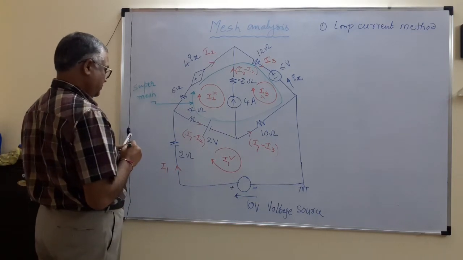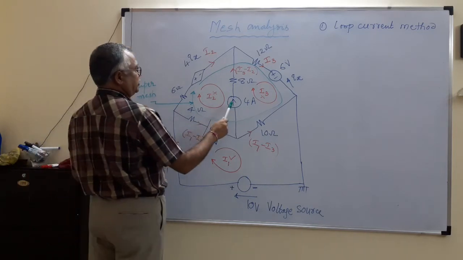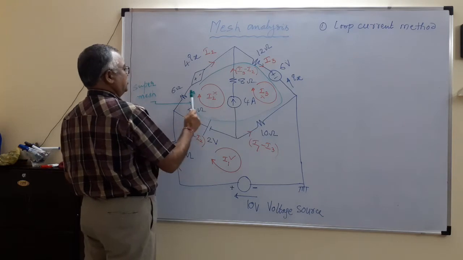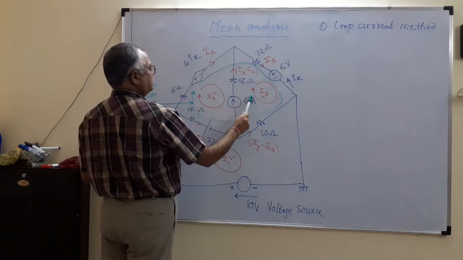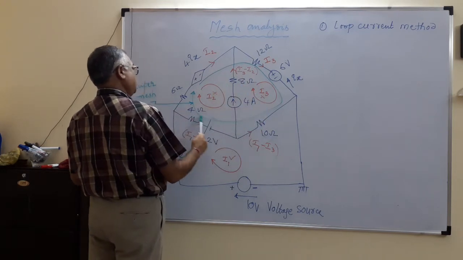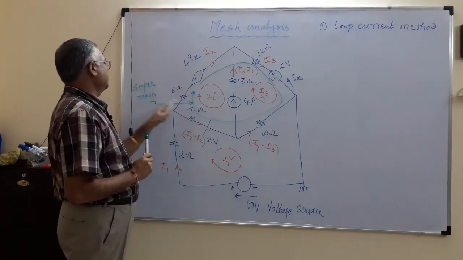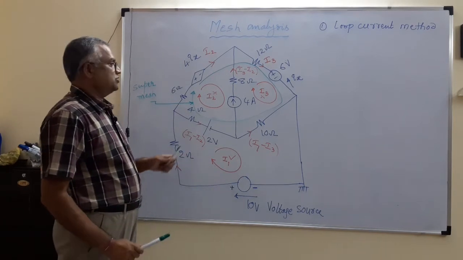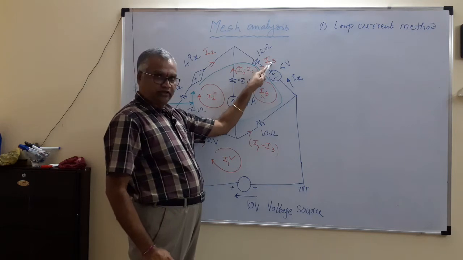Super mesh. When there is a current source in any branch, go for the super mesh. This mesh is not possible because of the current source. This mesh is not possible because of the current source. This mesh is possible because there is no current source. Therefore, this we are calling a super mesh. This is a normal mesh.